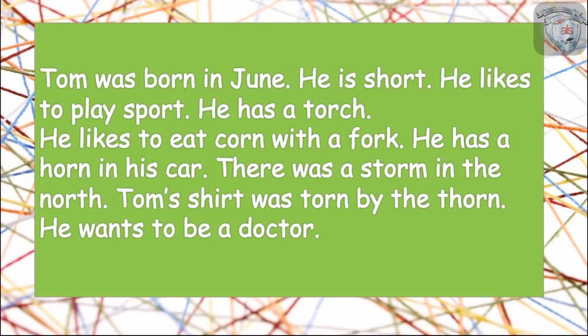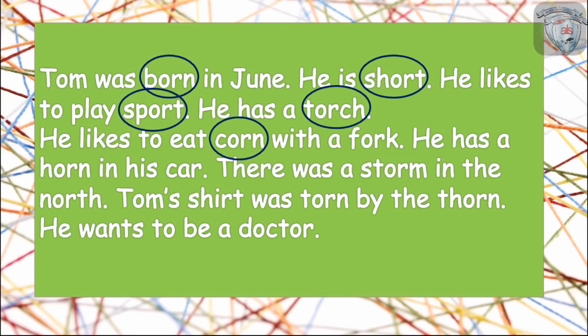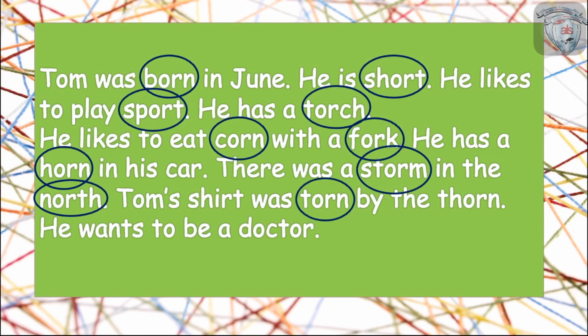Now, let's circle the or sound words. Born. Short. Sport. What else? Yes, we have torch. What else? Corn. Do we still have more? Yes, we have fork. What else? Horn. What else? Storm. Do we still have more? Yes, we have north. What else? Torn. Do we still have more? Yes, we have thorn. Do we still have more? Yes, we have doctor. So these are the or sound words from the passage.